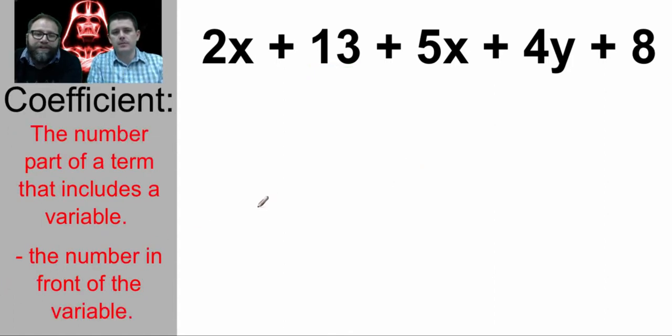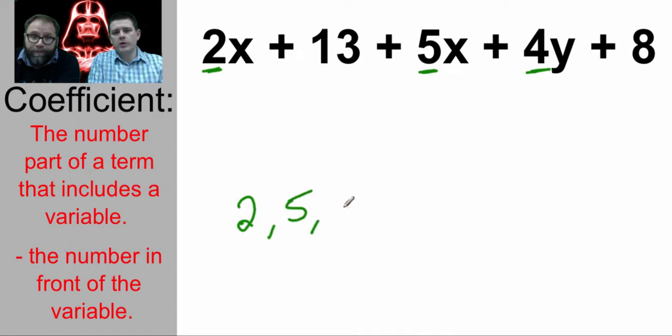Then the coefficient. Now this is the number of a term that is included with the variable. What it actually means is how many times we're going to multiply that variable. So we're looking for coefficients. In the 2x, 2 is the coefficient of x. In the 5x, 5 is the coefficient of that x, and 4 is the coefficient of that particular y. So our coefficients would be 2, 5, and 4. Think of it as the number in front of the variable. Like Mr. Romanovich said, it's how many times you're going to multiply whatever x or y happens to be.